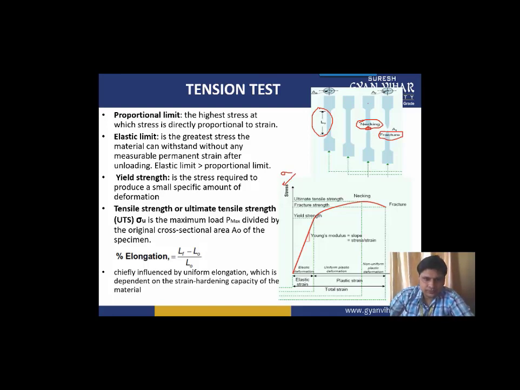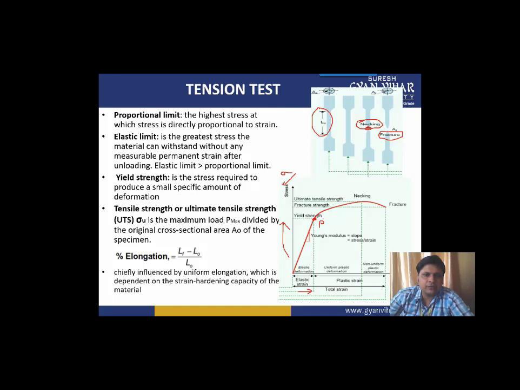What happens when load is applied on a ductile material, for example mild steel, is that it gets elongated to an extent, but when you remove the load, it returns to its original position. This happens to a certain extent, up to the point till which, if you increase the stress, strain increases proportionally. The point till which stress is directly proportional to strain is known as the proportional limit.